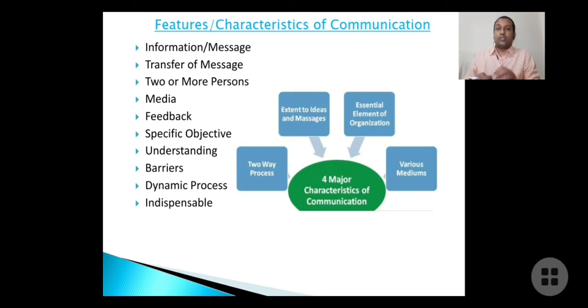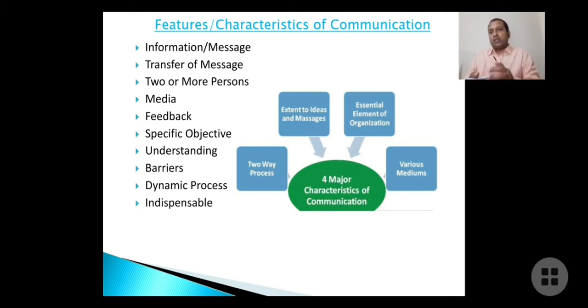And various media are an important fact. What media you are using for communication, that is the fact. For example, you can use the post office to send a letter by registered letter, and you can send an email. In the case of email, it will be faster. In the case of the post office, it will be slower. So media is a feature of communication.